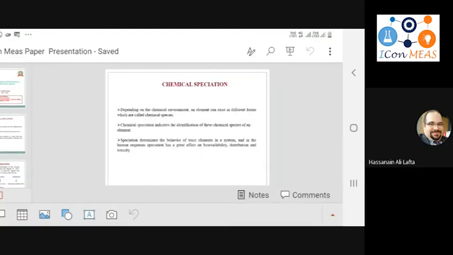What is chemical speciation? Depending upon chemical environment, an element can exist in different forms, which are called chemical species. This speciation indicates the identification of these chemical species of an element. This speciation also determines the behavior of trace elements in system and in the human organism. Speciation has a great effect on bioavailability, distribution, and toxicity.